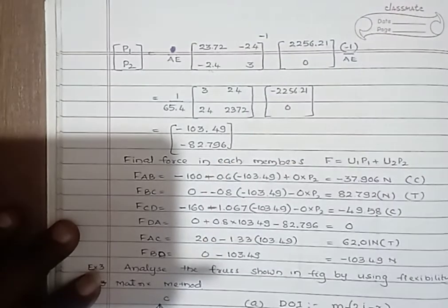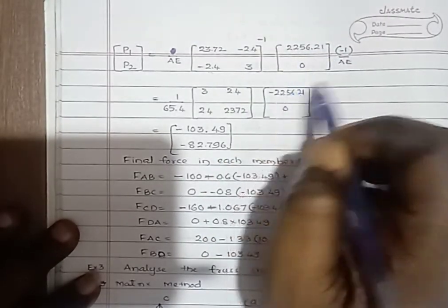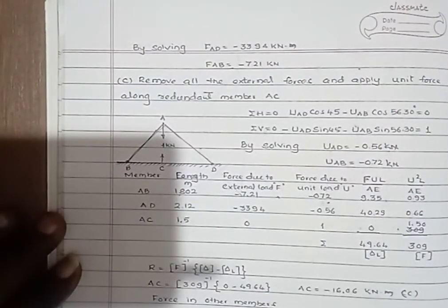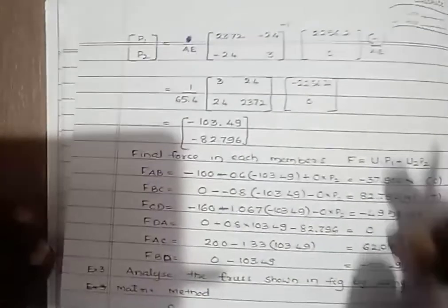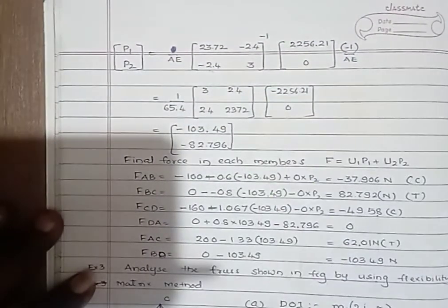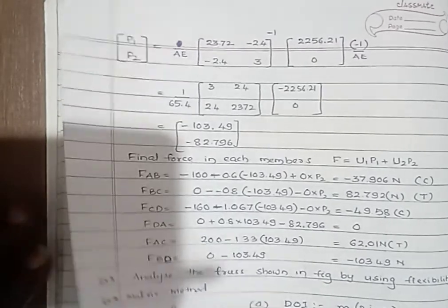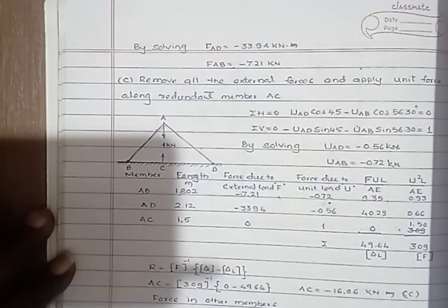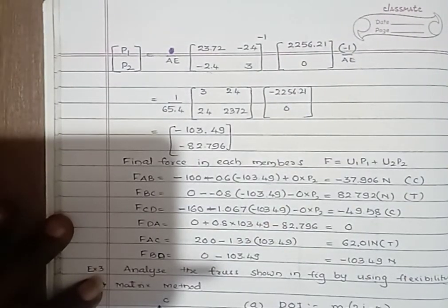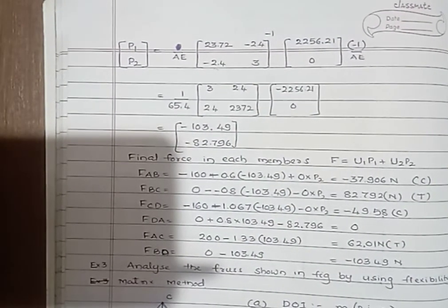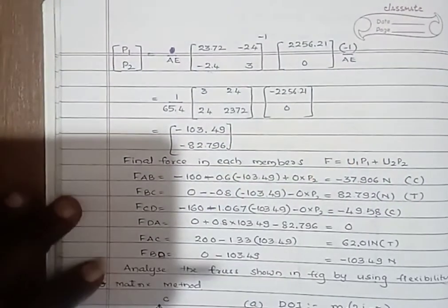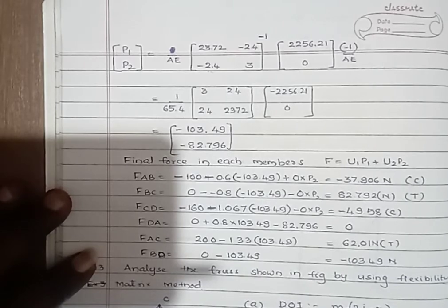that one is 3. Then the displacement due to the loads, that one is summation of F u1 L by AE, that one is 2256.21. Then summation of u2 L by AE, that one is 0. Here these two are the displacement components due to the loads at coordinates 1 and 2 respectively, divided by AE.